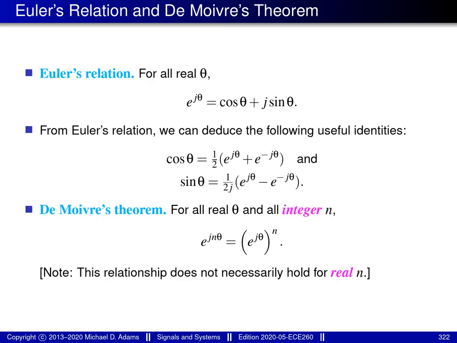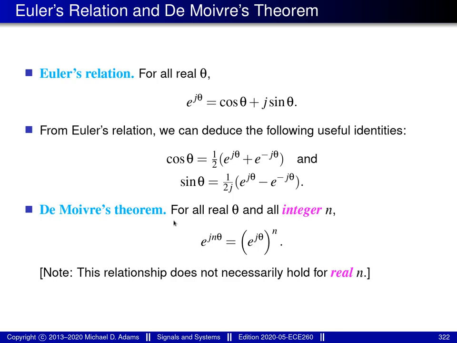Two particularly important properties of complex numbers are given by what is known as Euler's relation and de Moivre's theorem. So Euler's relation is this relationship here. Essentially what it says is cos theta plus j sine theta can be expressed directly in terms of an exponential function, and this is true for all real theta. We can rearrange and solve in terms of cos, which gives us this relationship here, and solve in terms of sine, which gives us this relationship here. These three relationships here are all extremely important and used very, very frequently.